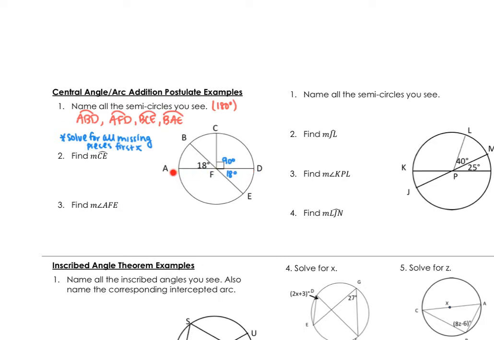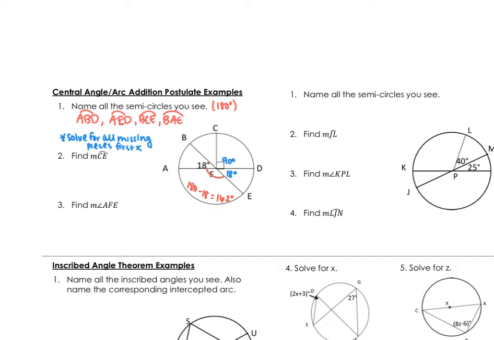In looking at this bottom part right here, we have the semicircle AED. AED is a semicircle, and we know that there's 180 degrees in a semicircle. Sorry, I just realized that my semicircle here is wrong. This should be AED, not AFD. So AED is a semicircle, 180 degrees, which means that if I wanted to solve for this missing piece, I could just do 180 minus 18, which is 162 degrees.